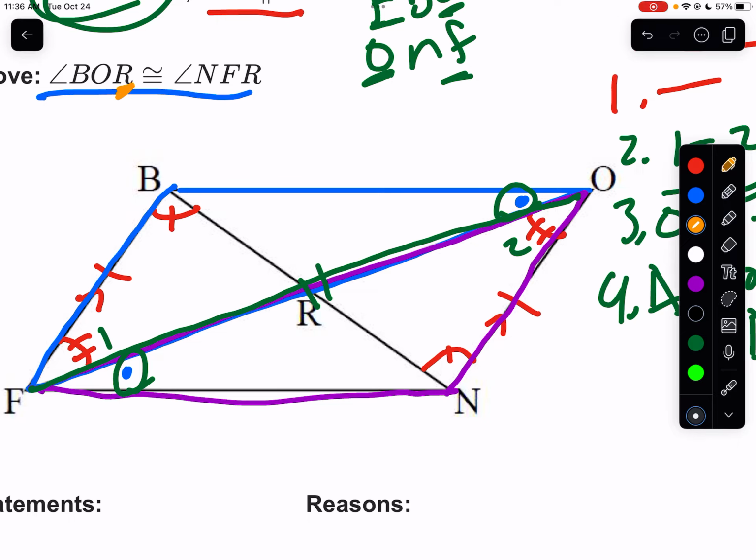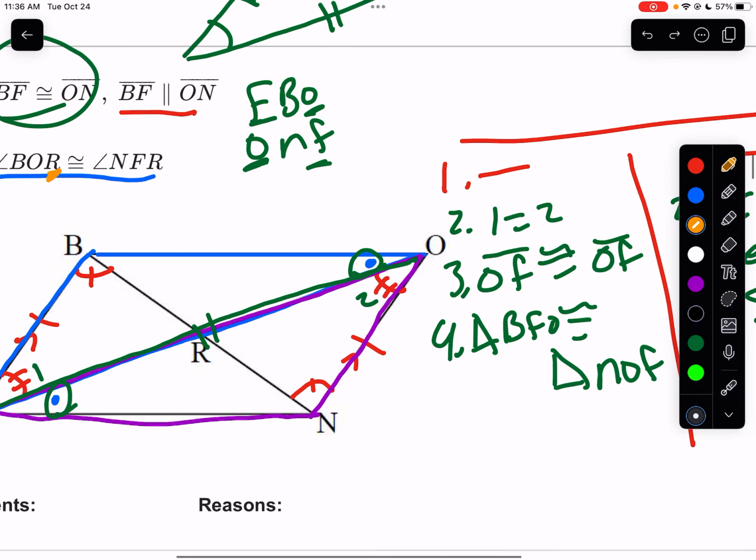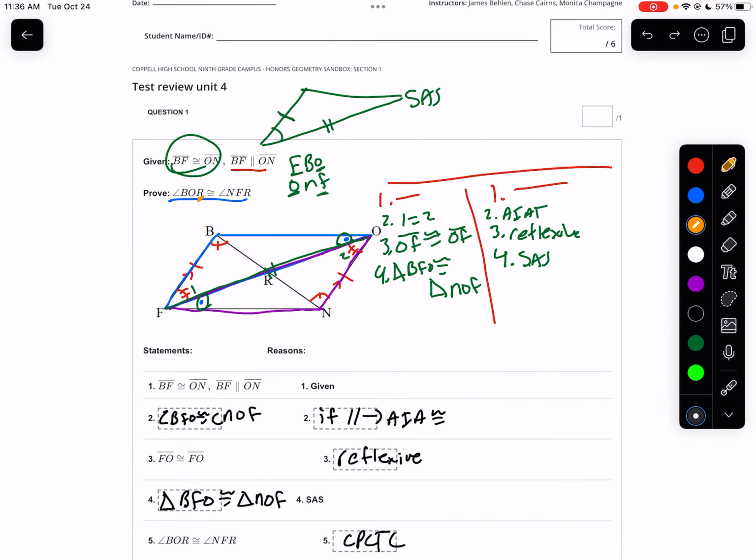It's called BOR. Isn't BOR the exact same angle as BOF? They're the same corner, guys, so you could name it either way. It doesn't matter. But either way, this O from this triangle is congruent to the F on this triangle. So we now have our answer.